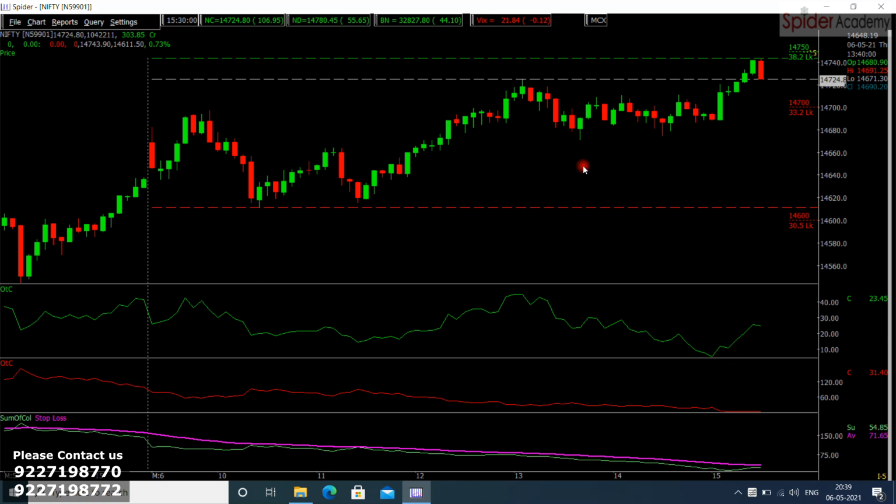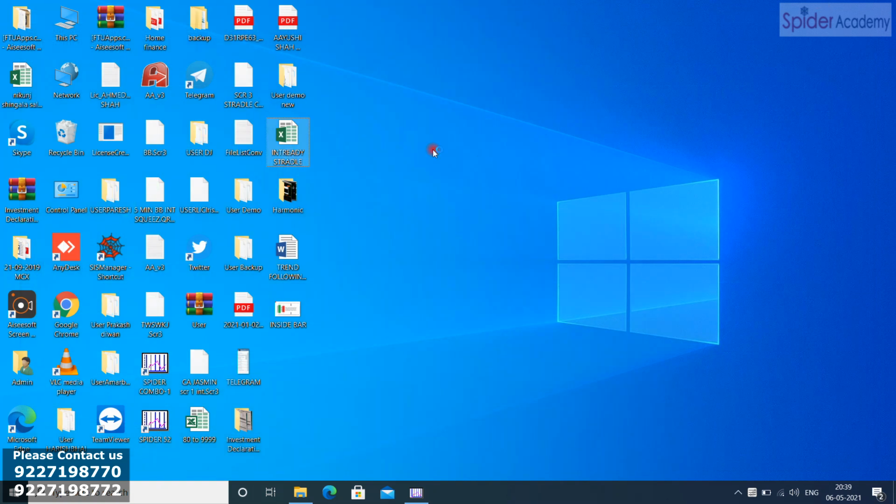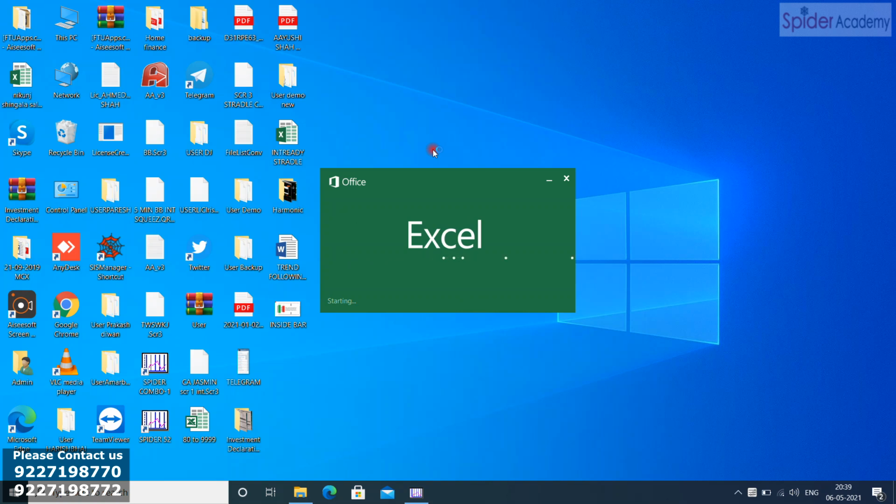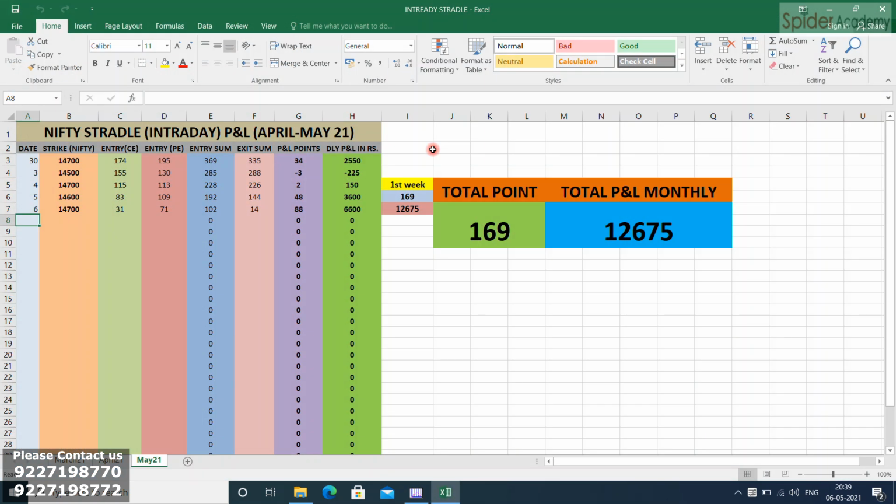Okay, now I show my Excel that we regularly traded and updated, because we started the strategy 2 months ago. In options we do not have backtest data. Okay, this is the month of May expiry, starting the May expiry we regularly updated. This is the date, this is the strike price, this is entry of call and put, the entry sum, exit sum, PNL means profit and loss points, day PNL. So the week is completed today, this is a Friday to Thursday week. My first week is completed, around 169 points I got, and profit calculated per lot is 12,675.